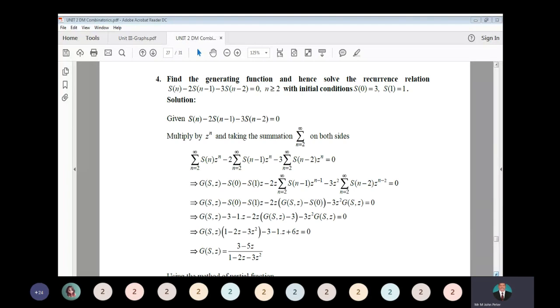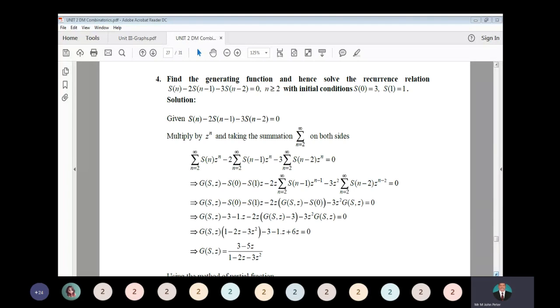Next one, minus 2z, take it outside, you will get summation n equal to 2 to infinity s of n minus 1 z power n minus 1. Okay, make it the same group. That's what they have done. Then minus 3z squared. In that, s of n minus 2 z power n minus 2. So for that, take z squared as common.